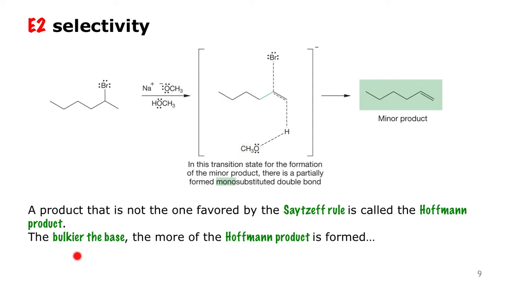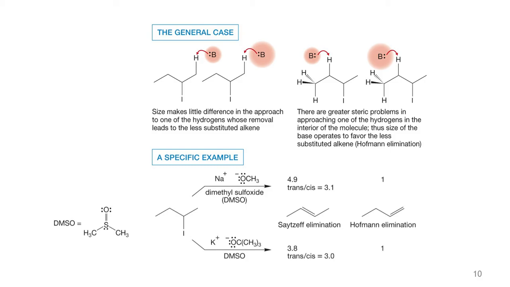But there are bases that are kind of large and bulky. And in those cases, they actually prefer to remove the hydrogen at the end of the molecule because they're more easily accessible than the hydrogens in the middle of the molecule. So that difference between a small base and a bulky base is illustrated here.